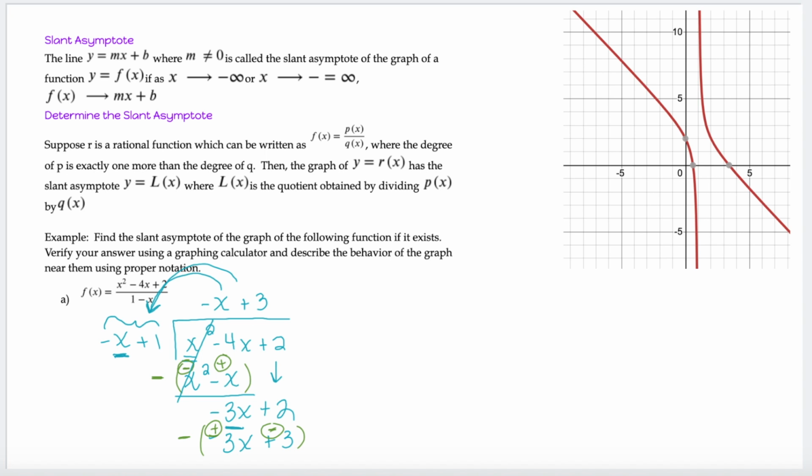Actually going through with the subtraction, we have a 0 pair with negative 3x plus 3x, and 2 minus 3 is negative 1. This is our remainder, but it doesn't matter. This part here, this negative x plus 3, this is the slant asymptote.